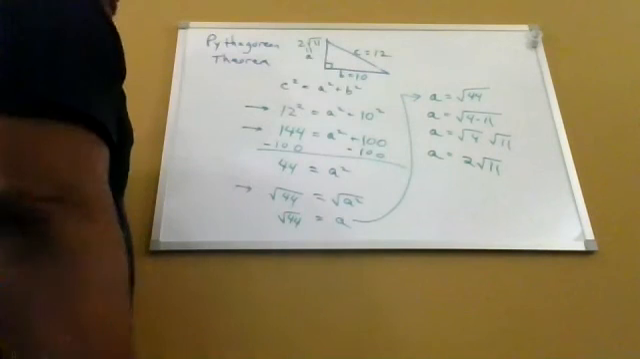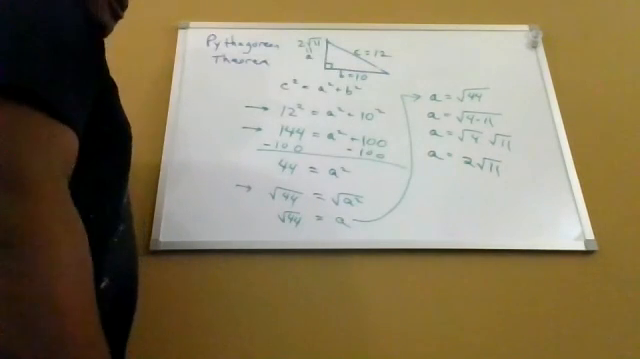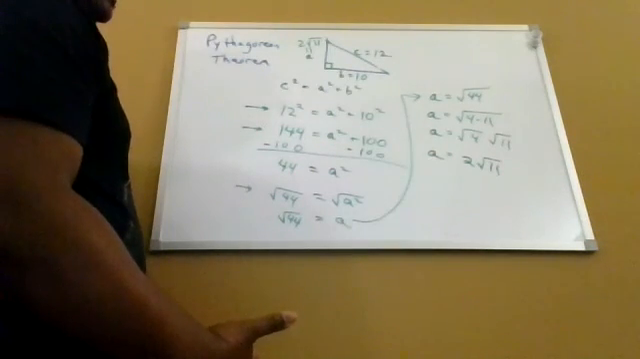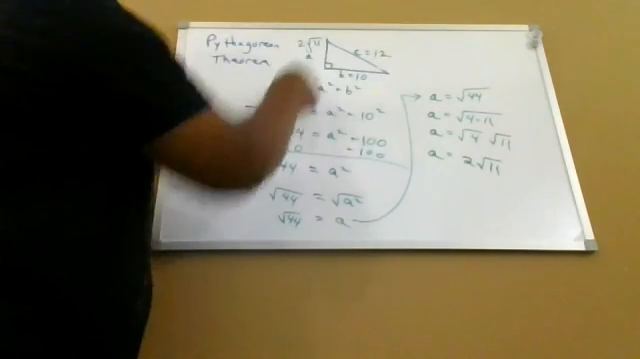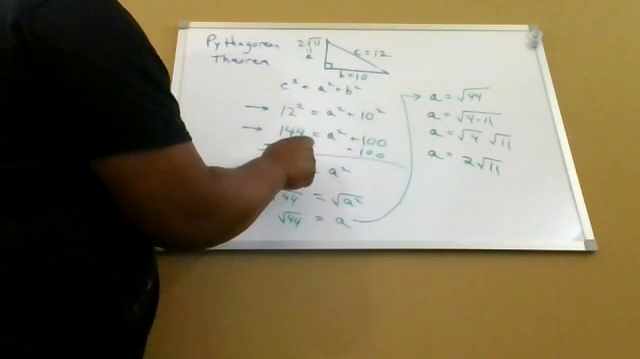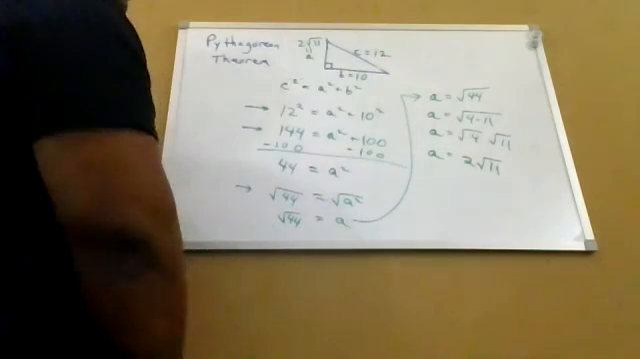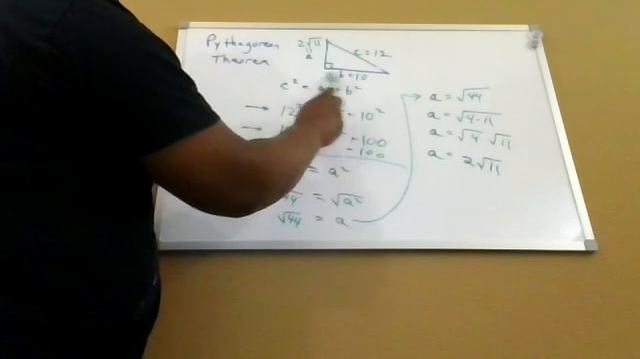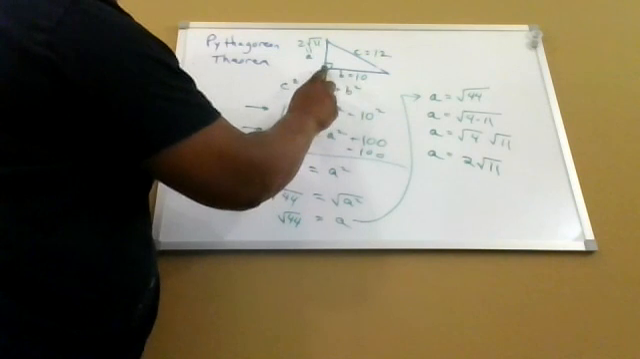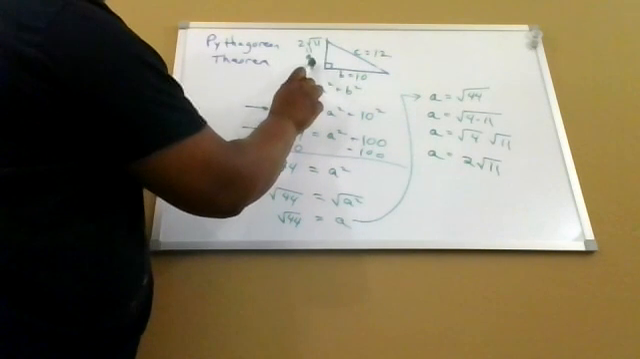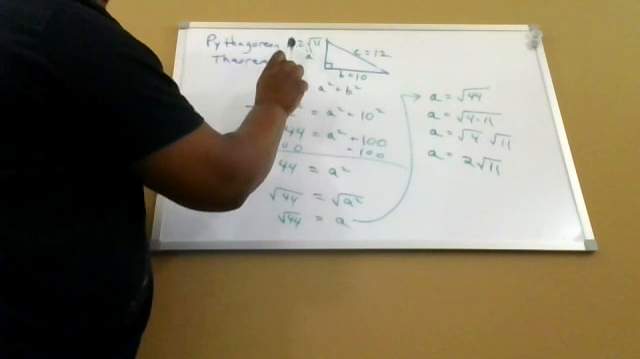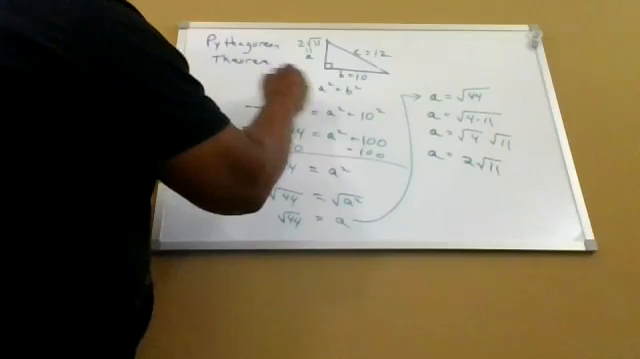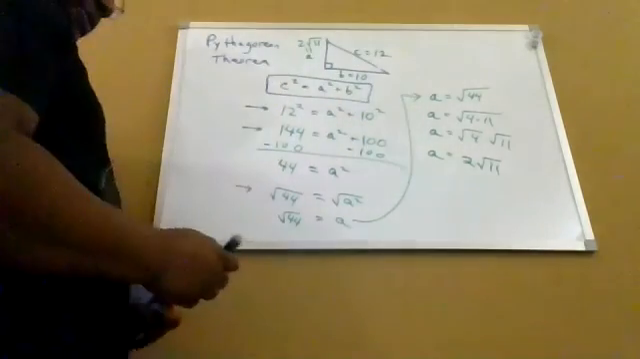Yes, numbers can get messy. Sometimes it's not always nice whole numbers, but this is our final answer for this right triangle where we had a hypotenuse where C equals 12. We had one side, B equal to 10, and we found out that the other side, A, was equal to 2 times the square root of 11, all by using this Pythagorean theorem.